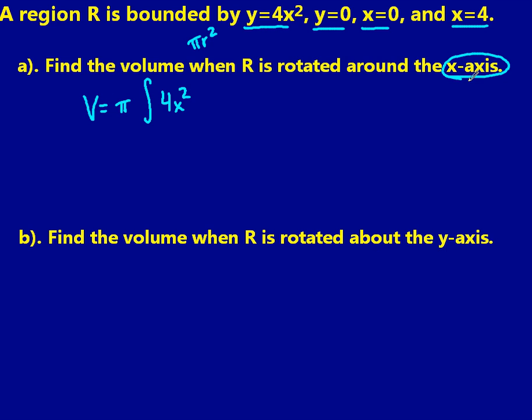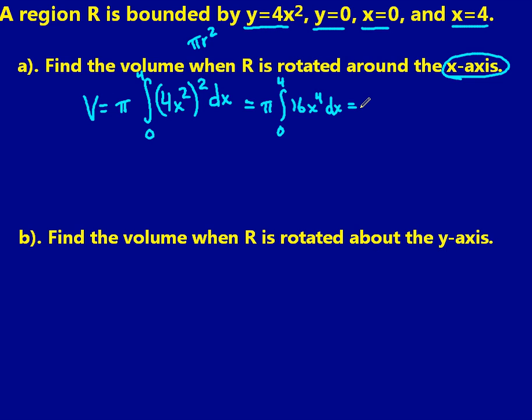Okay, so 4x squared, the formula is pi r squared. The function is the radius, so we need to square that radius each time. Okay, and our limits are when x equals 0 to x equals 4. All right, so we're going to simplify that. Pi times still 0 to 4. This will be of 16x to the 4th power.